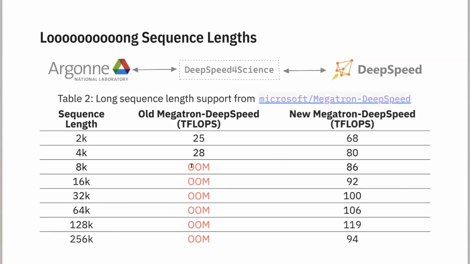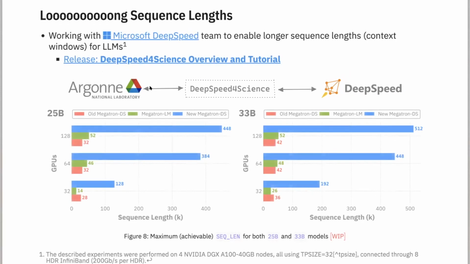Even with the current up-to-date NVIDIA Megatron, which is widely considered to be the most feature complete large language model training library, for this, I think it's a 25 billion parameter model, NVIDIA's implementation runs out of memory at about 8K sequence length, for a fixed number of GPUs.